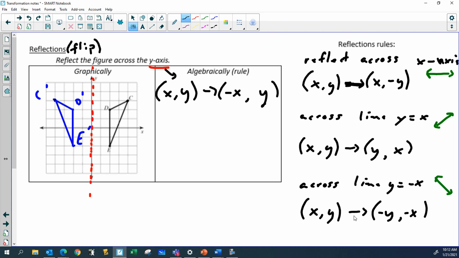All right, so I hope this helps. You'll have some matching exercises in the upcoming slides, and then a few where you need to actually reflect across the x and y axis. Good luck.